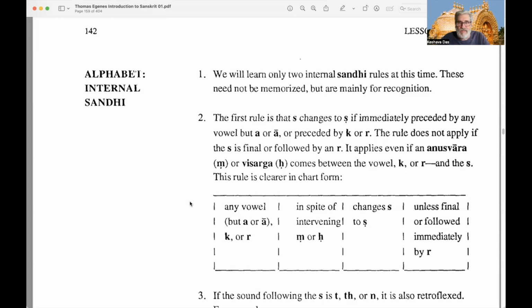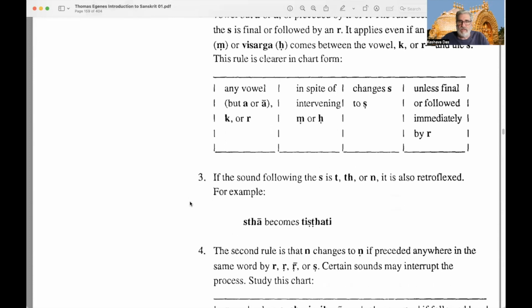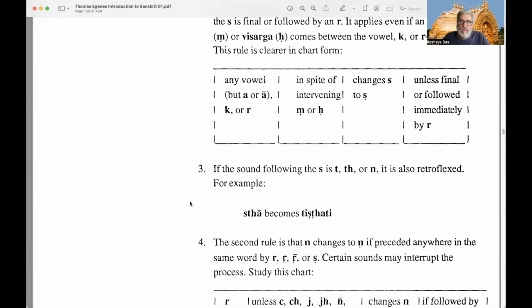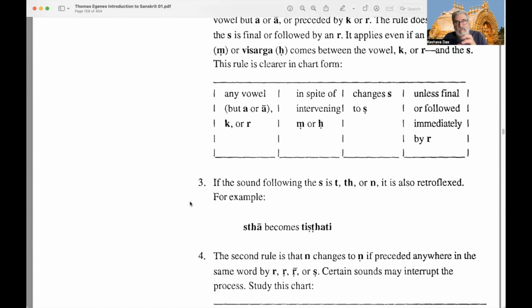Okay, this rule might be clearer if we look at it in chart form. So he's made a little chart here. So first of all, if any vowel or K or R comes in a word, and then after it, in spite of an intervening visarga or anuswara inside the word, it changes an S which comes afterwards, a regular dental S, sa, to sha, the cerebral form of S, unless final or followed immediately by the letter R. Okay, so that's a pretty complicated little rule there. We'll see if it comes up a lot. Anyway, basically what it's saying is somehow or other the dental becomes a cerebral S.